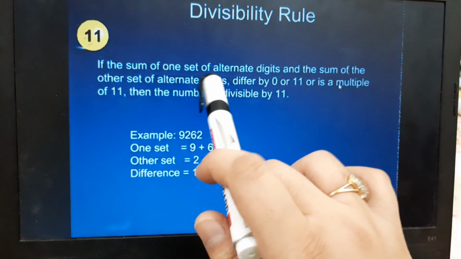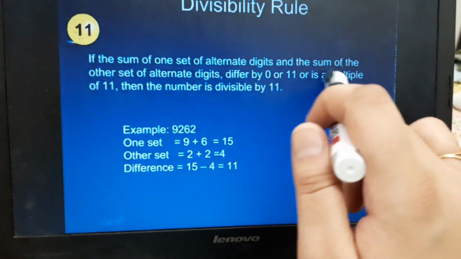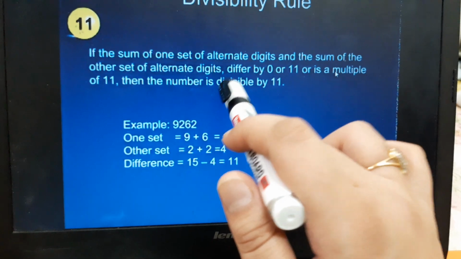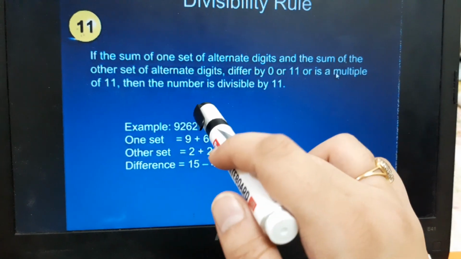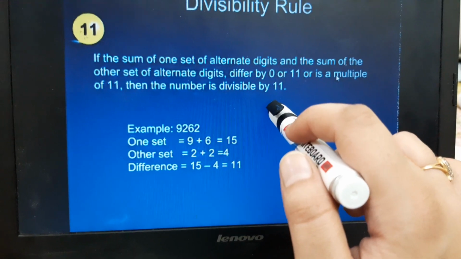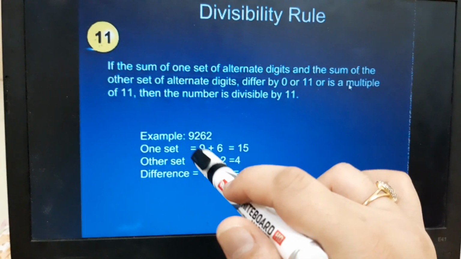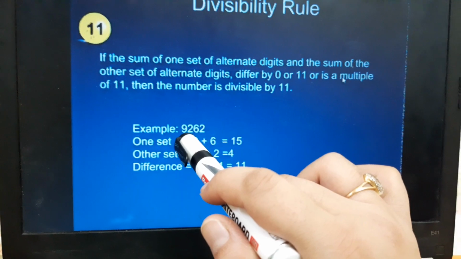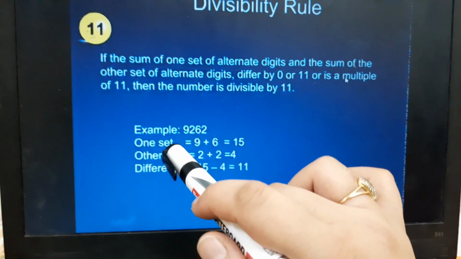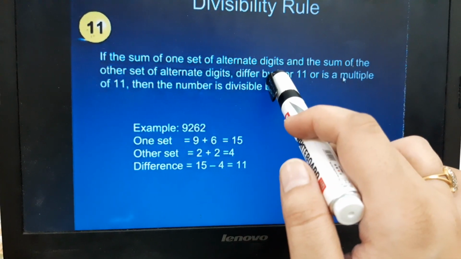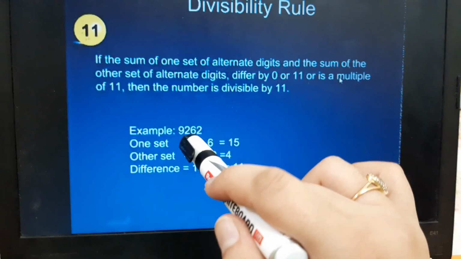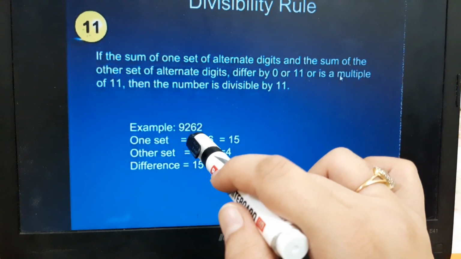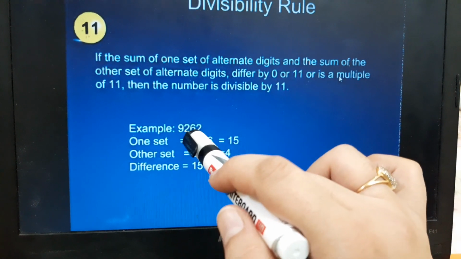Next is divisibility rule for 11. If the sum of one set of alternate digits and the sum of other set of alternate digits differ by 0 or 11 or is a multiple of 11, then the number is divisible by 11. So what this rule says, let us take the example. If the number is 9,262, one set of alternate digits, alternate means leaving one digit in between them, so 9 and 6, these are one set of alternate digits.